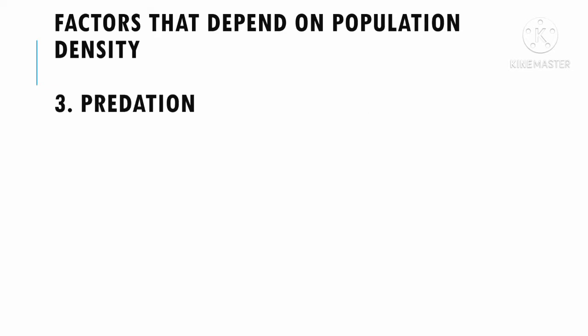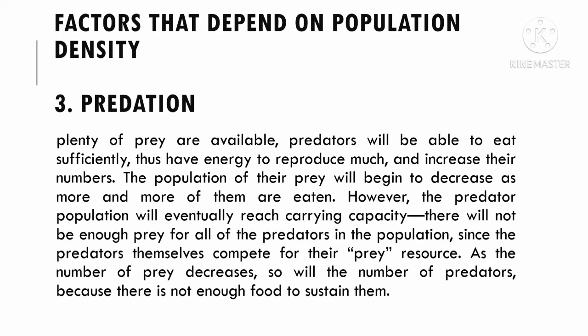The third factor that depends on population density is predation. Plenty of prey available, predators will be able to eat sufficiently, thus have energy to reproduce much and increase their numbers. The population of their prey will begin to decrease as more and more of them are eaten. However, the predator population will eventually reach carrying capacity.